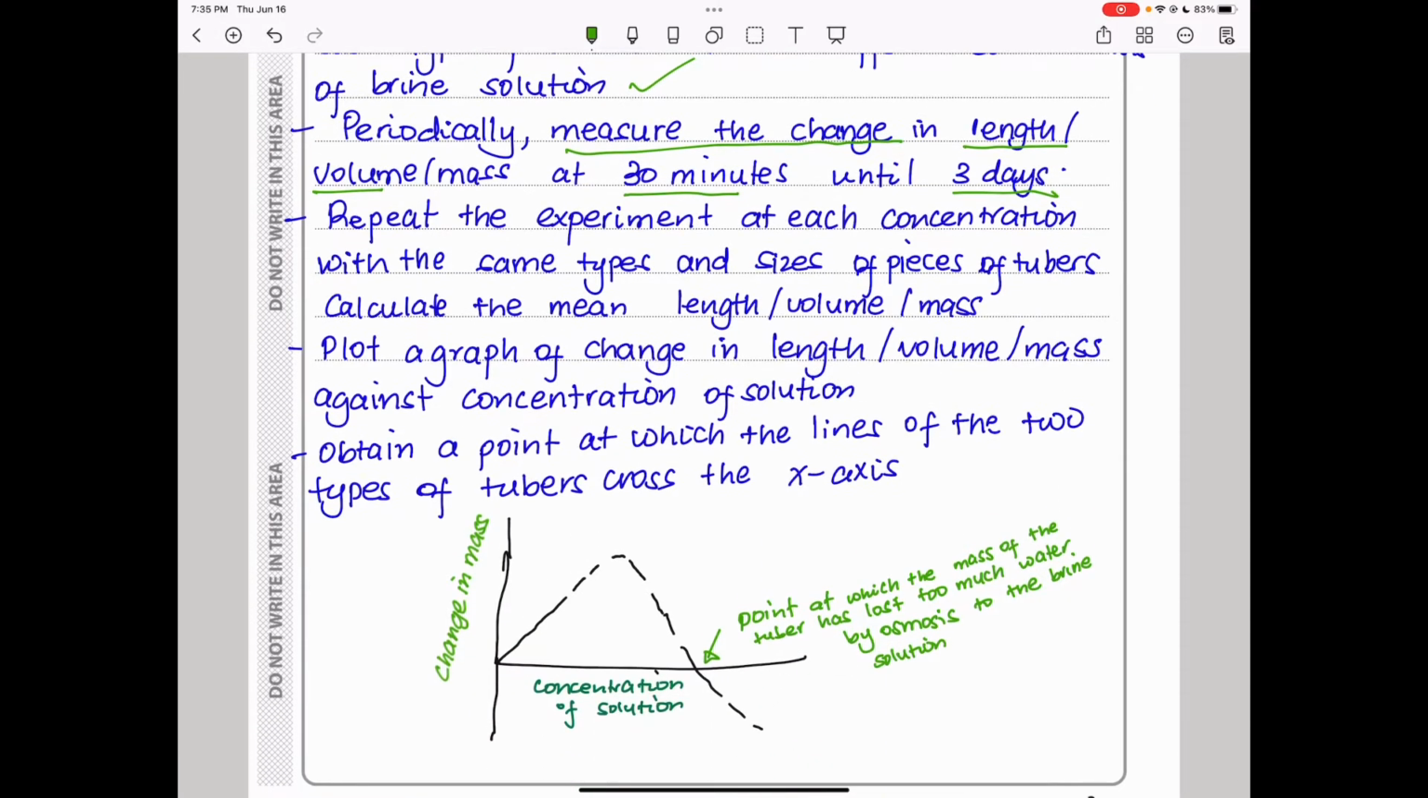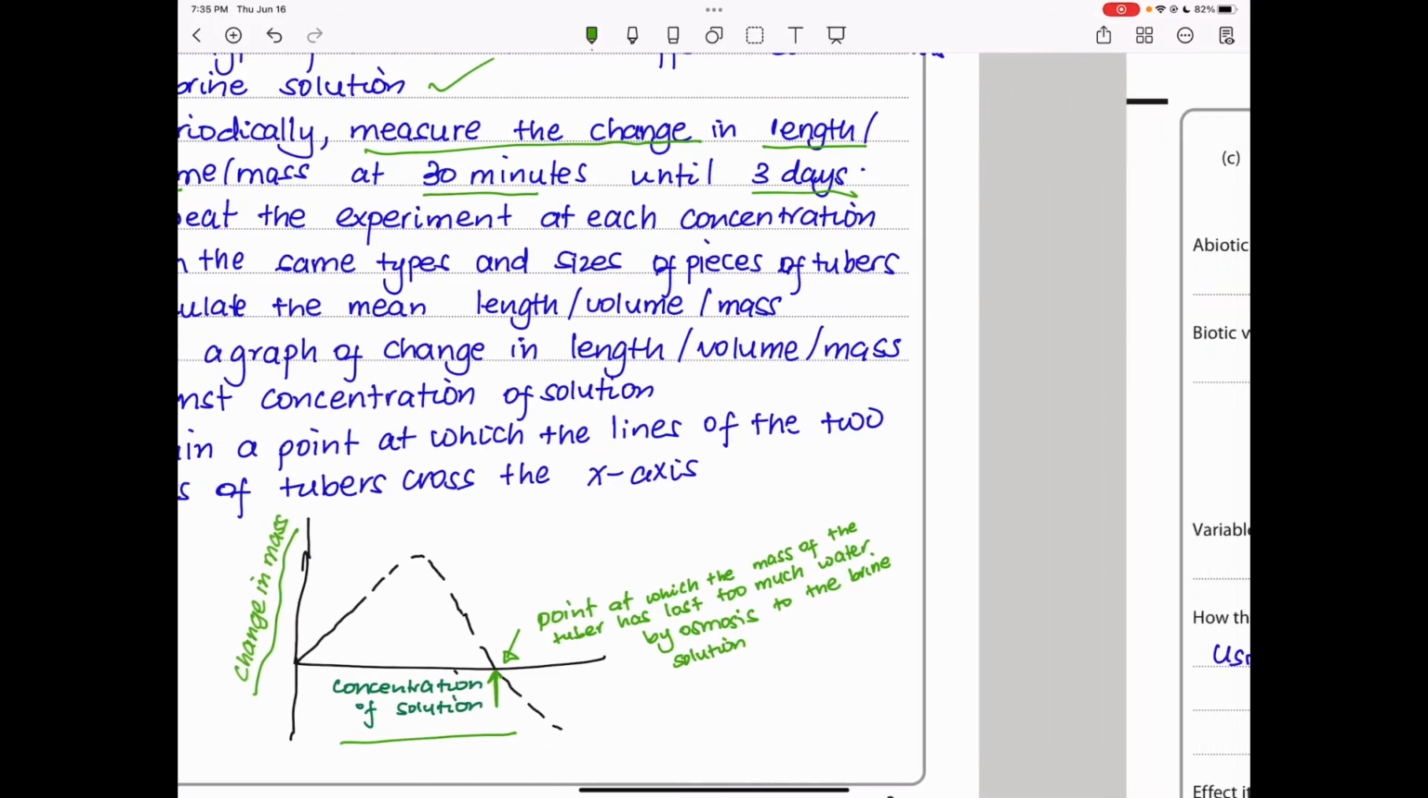If you want to represent your data, you plot a graph of change in mass against the concentration of a solution, and we will note the point where the curve you have drawn crosses the x-axis, because that will be the point at which there is no change in mass. This concentration is going to be very unique because there will be no change in mass of the tubers, and this is how you can represent your results basically.